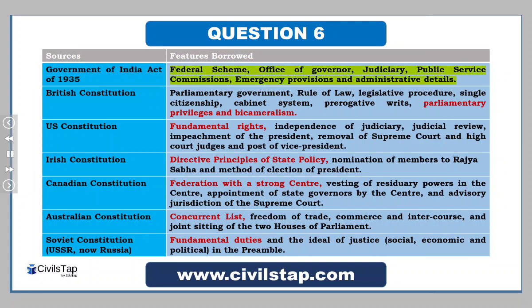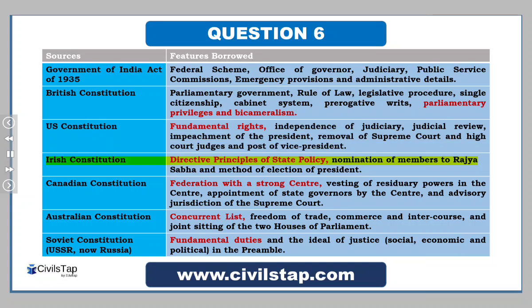Government of India Act of 1935: Federal scheme, Office of Governor, Judiciary, Public Service Commissions, Emergency Provisions and Administrative Details. British Constitution: Parliamentary Government, Rule of Law, Legislative Procedure, Single Citizenship, Cabinet System, Prerogative Writs, Parliamentary Privileges and Bicameralism. U.S. Constitution: Fundamental Rights, Independence of Judiciary, Judicial Review, Impeachment of the President, Removal of Supreme Court and High Court judges and post of Vice President.